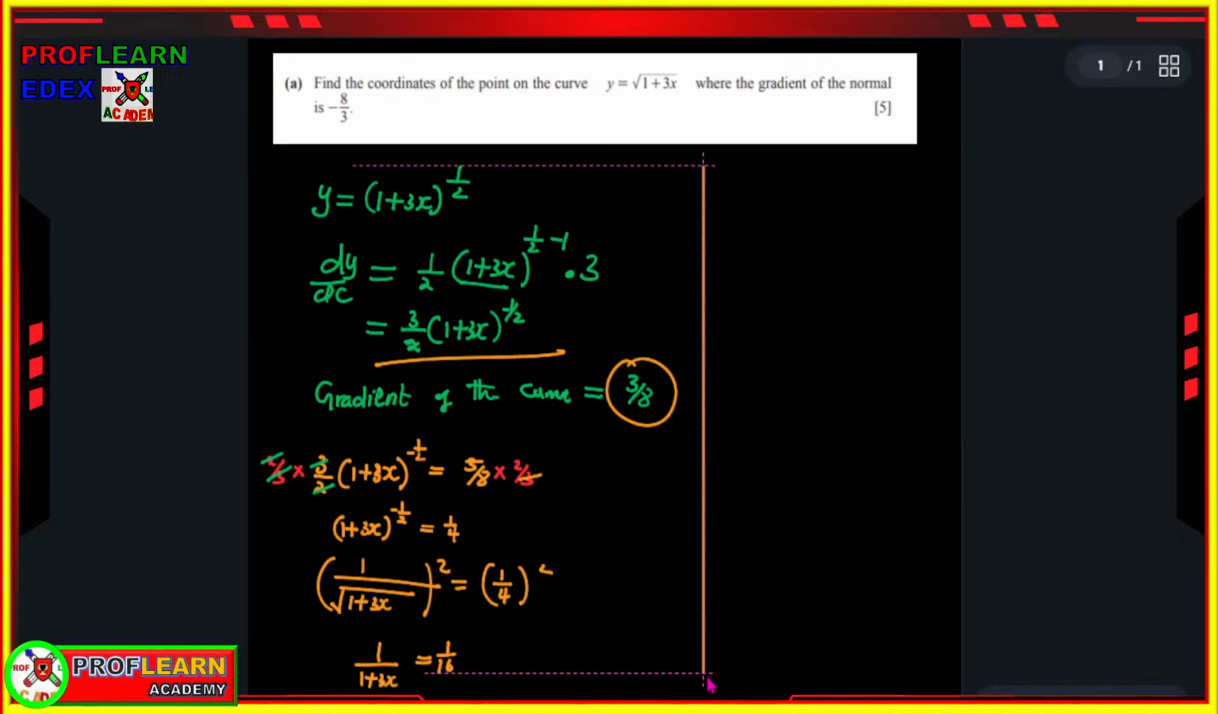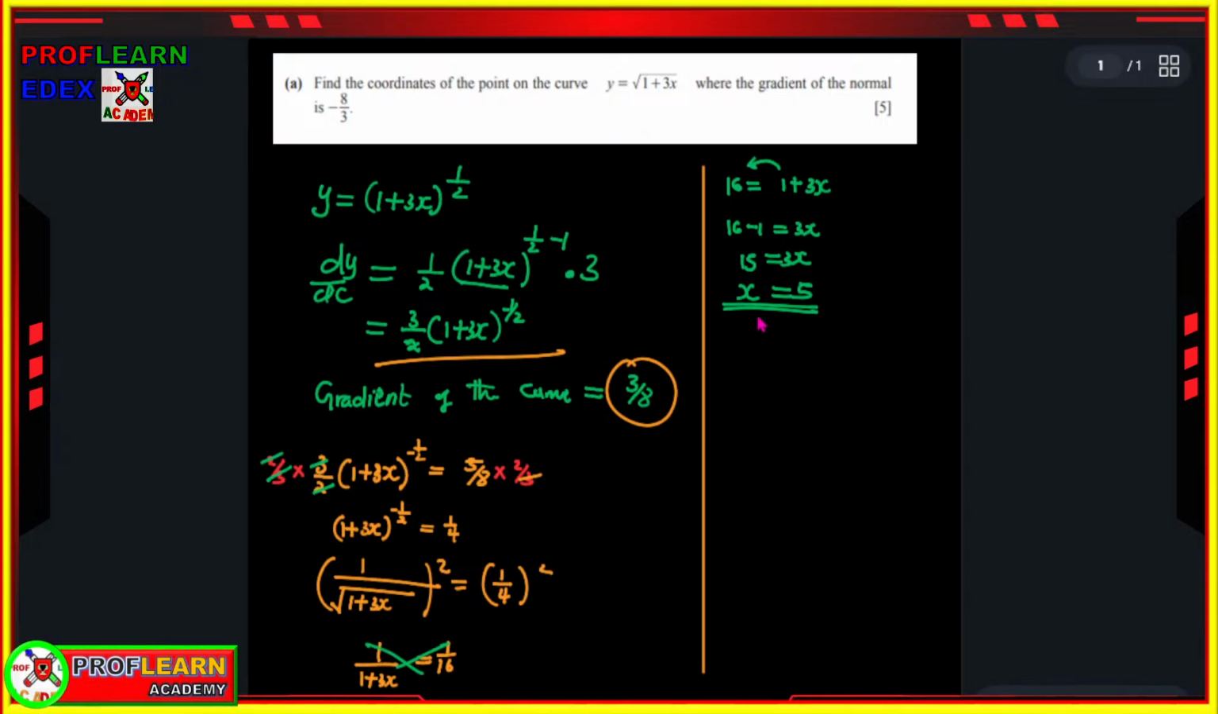If you cross multiply, what are you going to get here? So basically what we are trying to do is work on questions that you can be asked. If we cross multiply here, we shall have 16 is equivalent to 1 plus 3x. If you take 1 to the other side, we have 16 minus 1 is equal to 3x, translating to 15 is equal to 3x. So our x is going to be equal to 5. Our x is 5. Find the coordinates of the point on the curve.